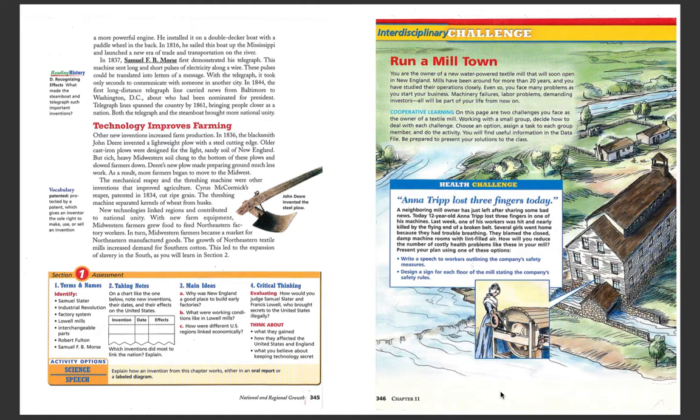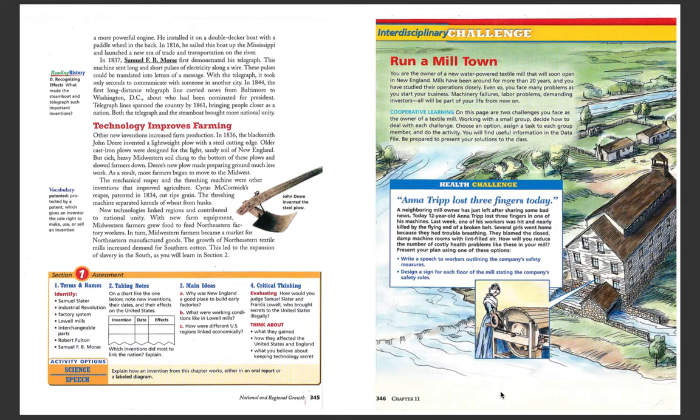In 1837, Samuel Morse developed the telegraph. This was a machine that sent short and long pulses of electricity along a wire. These pulses could be translated into letters of a message. With the telegraph, it took only seconds to communicate with somebody in another city.